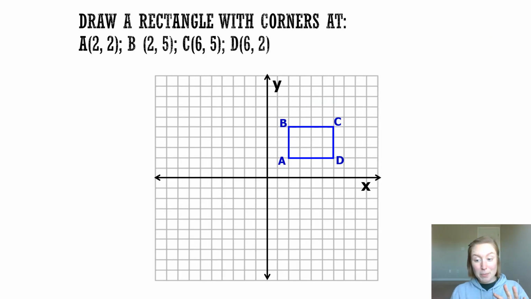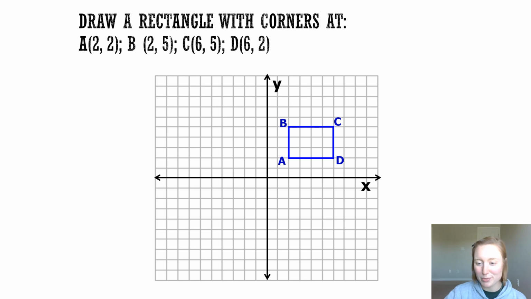Okay, so this is a part that is an activity I usually do in class. It's going to take us probably a couple of minutes, and you'll probably want to pause several times throughout the lesson. You're going to need a piece of graph paper, or you're going to need to sketch out some kind of a graph in your notes. But go ahead and draw a rectangle with corners at A (2, 2), B (2, 5), C (6, 5), and D (6, 2). So pause, take a minute and do that.